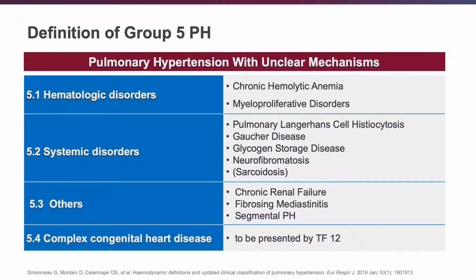Our Group 2, 3, and 4 have relatively been stable without much change. Our Group 5 remains a nebulous group we don't know how to manage well. And in that group are our chronic hemolytic anemia patients, myeloproliferative disorder patients, and systemic disorders like Langerhans cell histiocytosis, Gaucher's, and glycogen storage diseases. We need to study these groups to better understand how to manage them, and we don't have any FDA-approved therapies for these individuals.